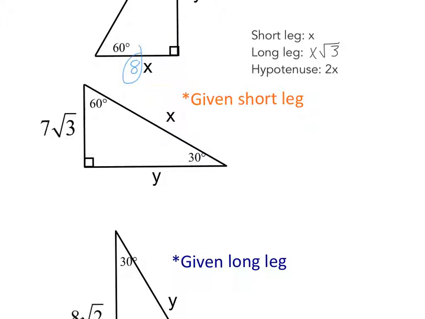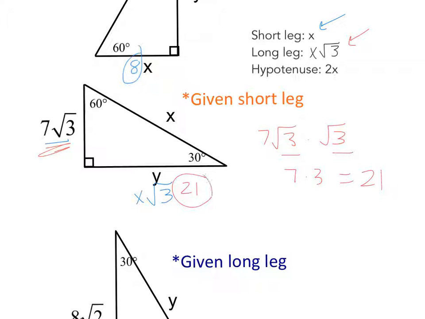So now let's look at an example given the short leg. So we are given here 7 square roots of 3. So the short leg really is just x. So, what are we going to have to do now to get to the long leg, which is really x times square root of 3? Well, we need to take our short leg here and multiply it by square root of 3. So I'll say 7 square roots of 3 times the square root of 3. And square root of 3 times square root of 3 is square root of 9, which is just 3. So 7 times 3 is really 21. So here the long leg is 21.